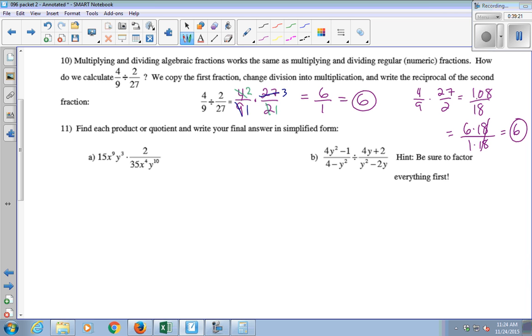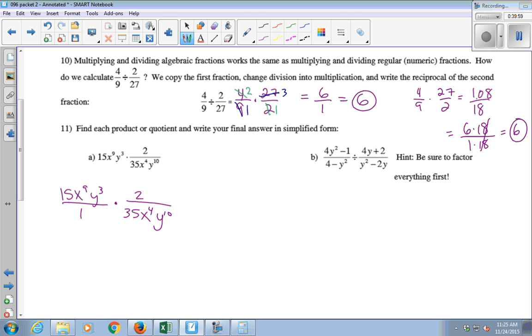Okay, so now I'm going to do a couple of arithmetic problems where I have x's and y's. I have some unknowns or variables in my expression. I'm going to find the product or quotient and simplify, just like I did with the numbers. So 15 x to the 9th y cubed. I could write that as over 1. You can put anything over 1, and that makes it look like a fraction. And then times 2 over 35 x to the 4th y to the 10th.